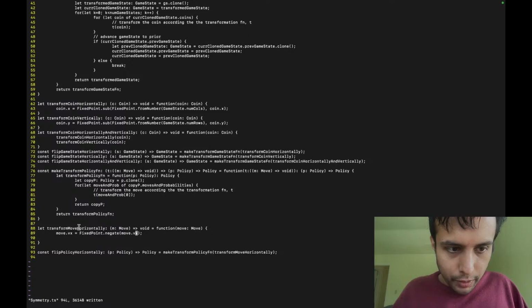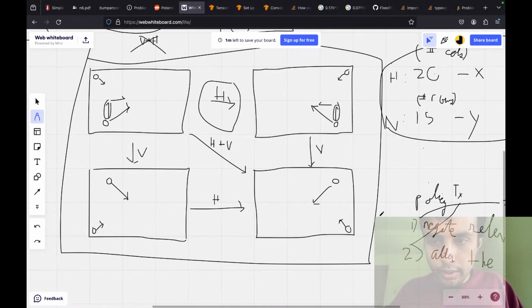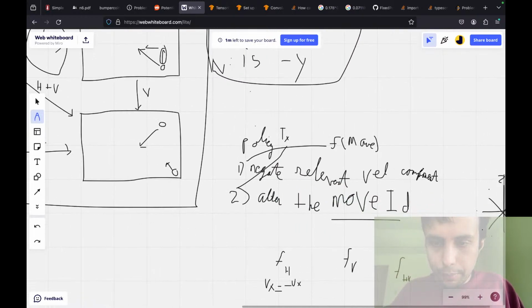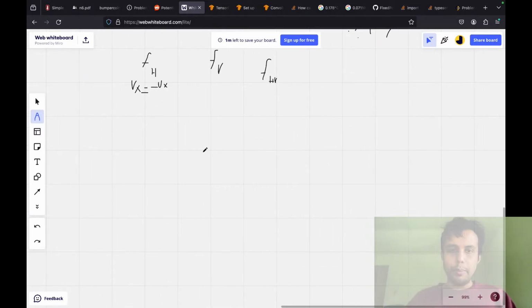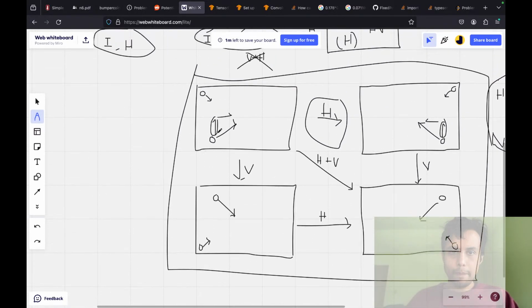Yeah, that one's probably transformed vertically, which I just did. So that's step one, right? Now we have flipped the relative velocity component, and now I have to flip the move ID. So how do we do that, right? Back to this example, this is going to be move direction of 1, right?